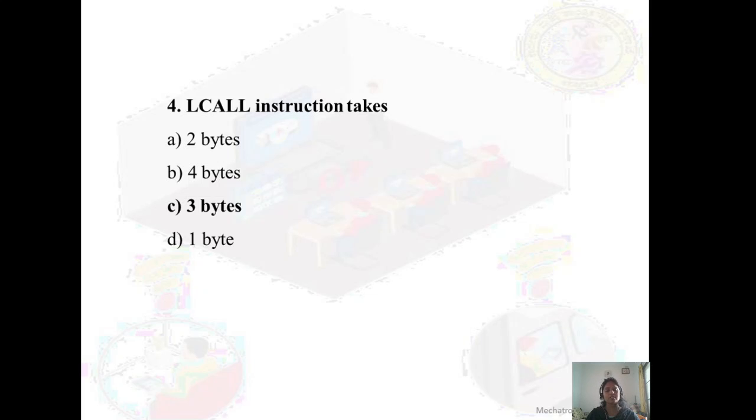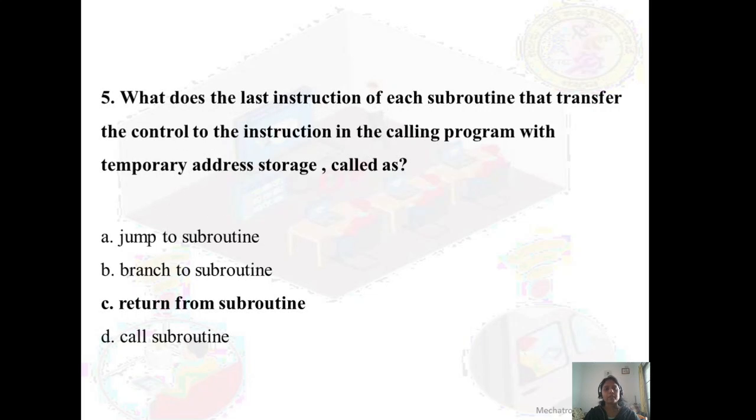LCALL instruction takes dash bytes: 2 bytes, 4 bytes, 3 bytes, or 1 byte. LCALL, long call, is a 3 byte instruction. Your ACALL is a 2 byte instruction. What is the last instruction of each subroutine that transfers the control to the instruction in the calling program with temporary address storage called? Jump to subroutine, branch to subroutine, return from subroutine, or call subroutine. The last instruction for each subroutine is return, RET, that is return from subroutine.